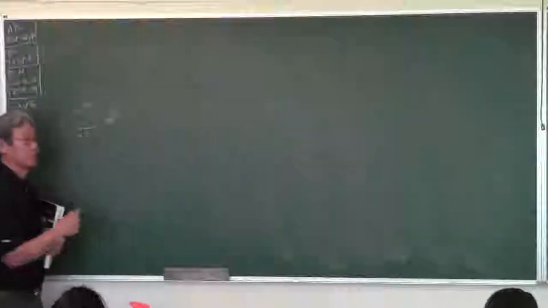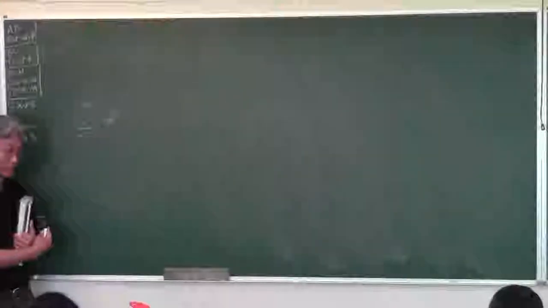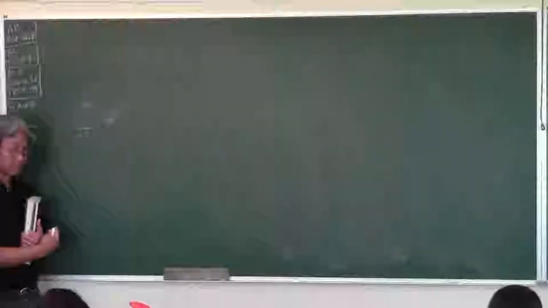Now, this one you're supposed to just know already, right? It converges. Why? It's a p-series with p greater than one. You're supposed to know what it converges to. I told you, right? Pi squared over six. Okay, but let's use the integral test.